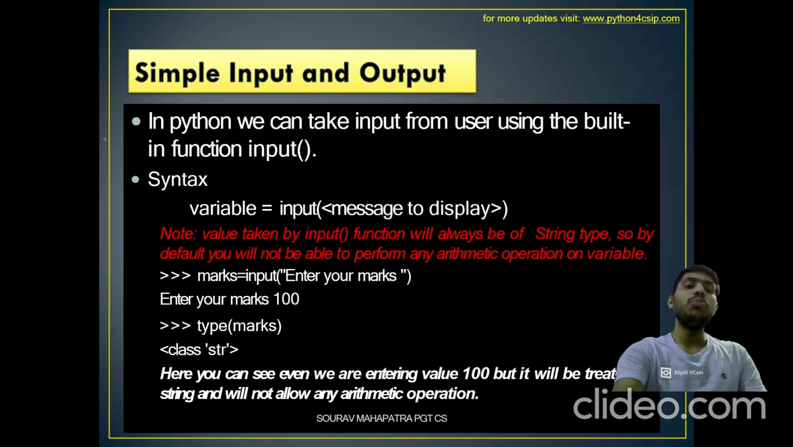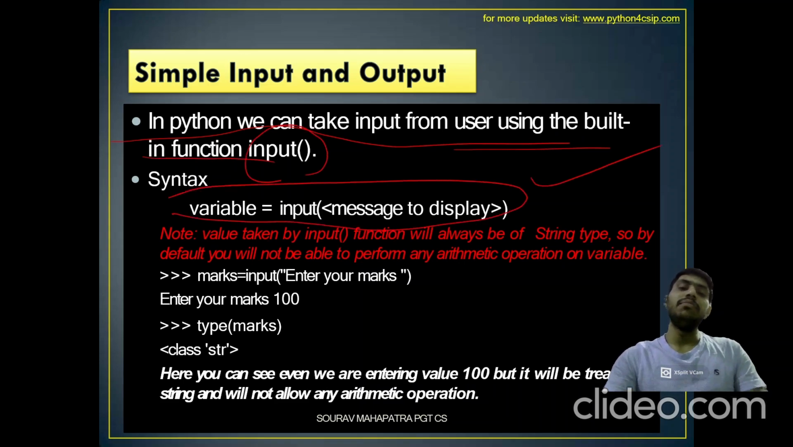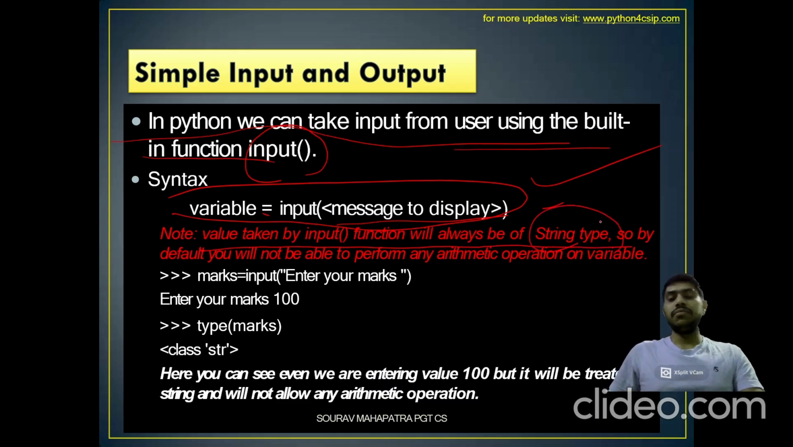Simple input and output. In Python, you can take input from the user using the built-in function input. This is the syntax: variable equal to input, message to be displayed. The value taken by the input function will always be of string type. Always. By default, whatever value you take through the input function is string type. You have to change it.